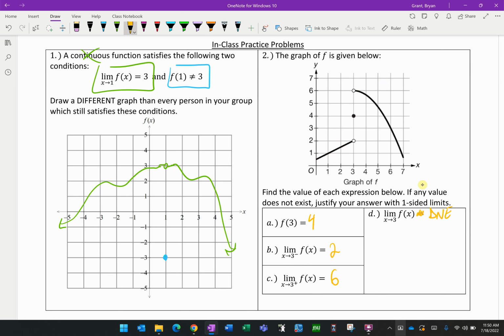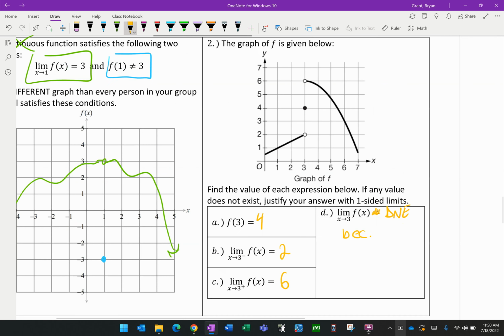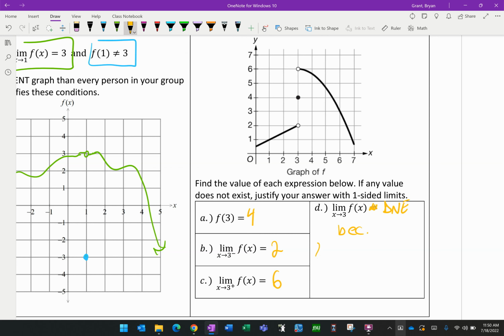But wait, it says if any value does not exist, justify your answer with one-sided limits. Why doesn't that exist? Well, we actually already said it over here. The limit as x approaches 3 from the left side of f of x, we already stated that value, is not equal to the limit as x approaches 3 from the right side of f of x. If we've stated a value for something earlier, we don't need to write it again. So I just explained that the two one-sided limits aren't equal, which automatically means our limit doesn't exist.